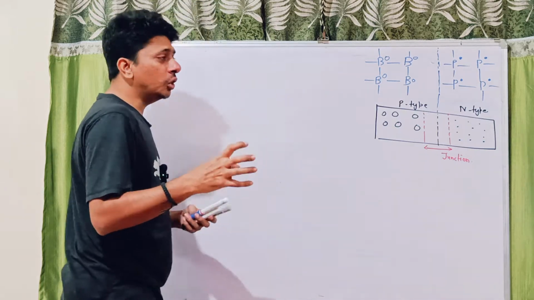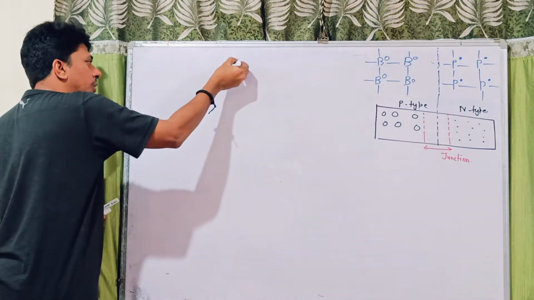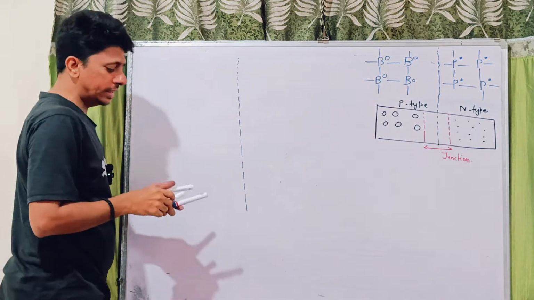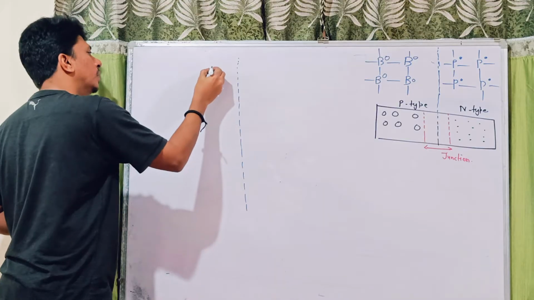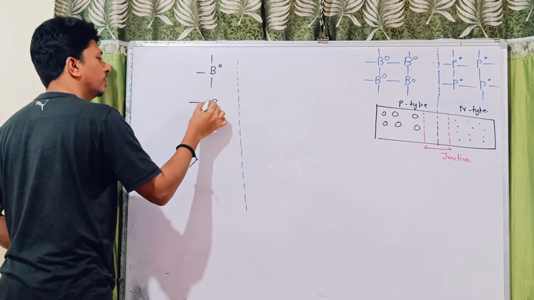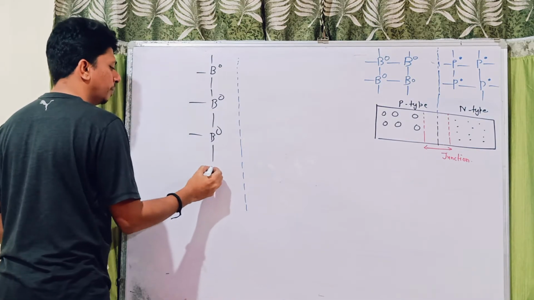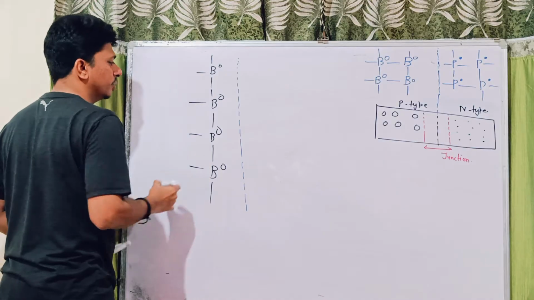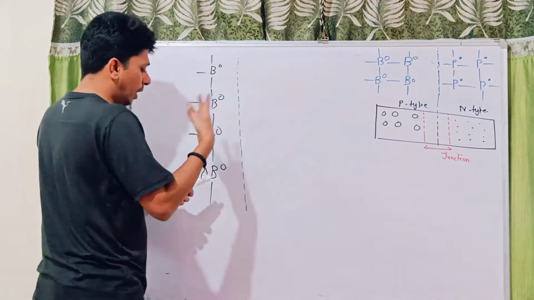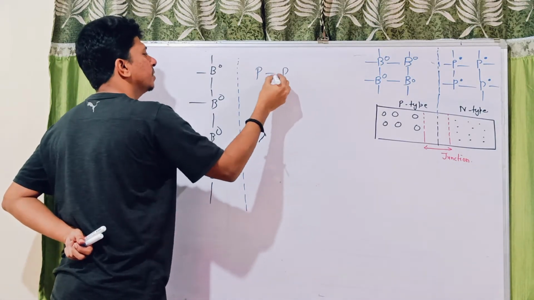So now I am going to zoom this here, sir. Now we are going to zoom. This is basically a junction, sir, and if you look at the junction, there are so many boron atoms available here. Boron, and this is boron with one extra hole, and similarly like this one. And near the junction only, on that side, there are so many phosphorus atoms.